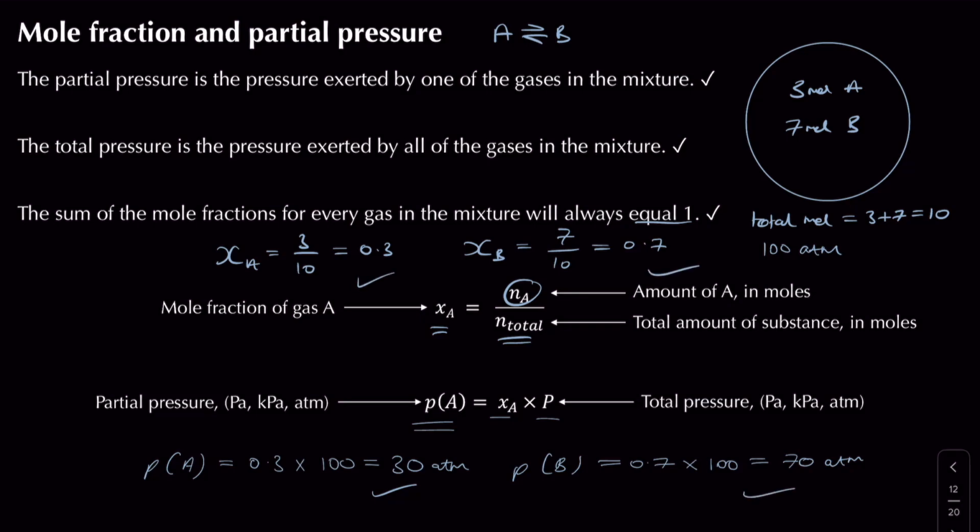Now another rule is that the partial pressure is the pressure exerted by one of the gases in the mixture. But the total pressure is the pressure exerted by all of the gases in the mixture. Now what does that actually mean? Well, it means that if we were to add up our partial pressures, we should end up with 100 atmospheres in total. And of course, this number will depend upon what your total pressure is and the units of it as well.